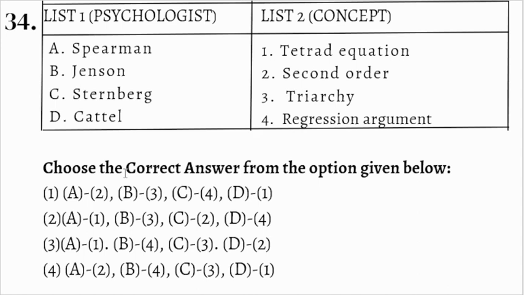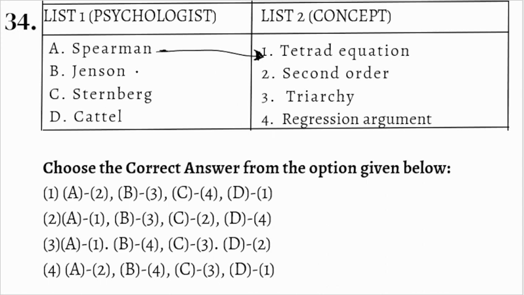Okay, so Spearman. We know Spearman was the person who also propounded the practice of factor analysis in order to give his tetrad equations. So A is going to be matched up with 1.